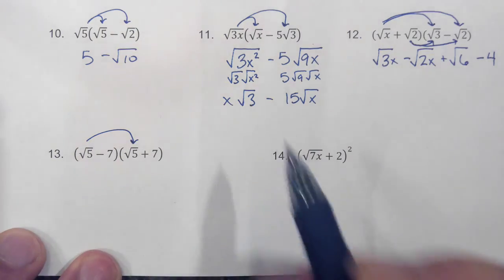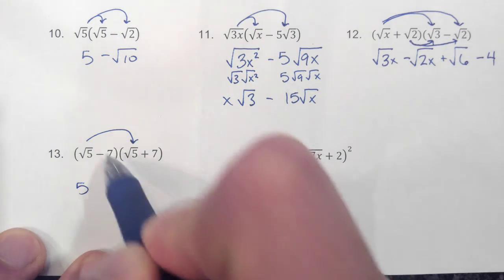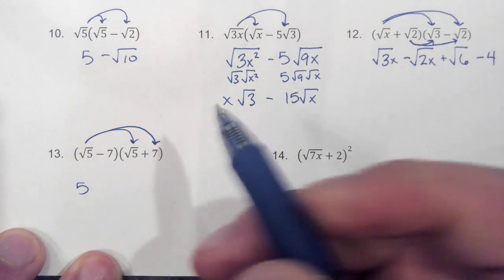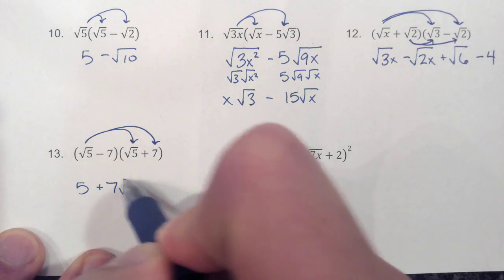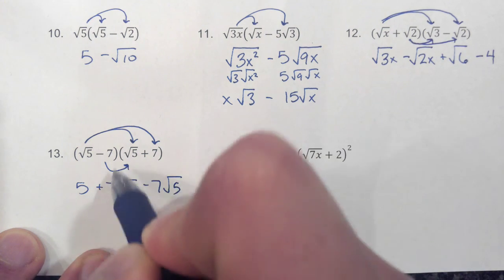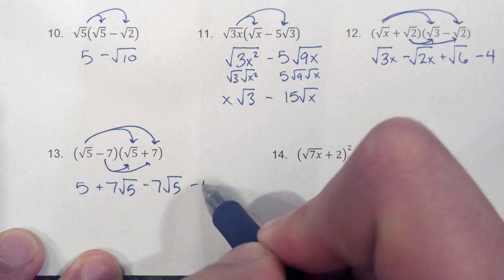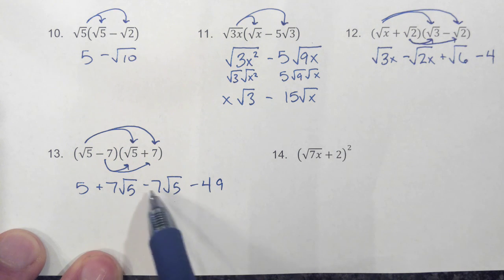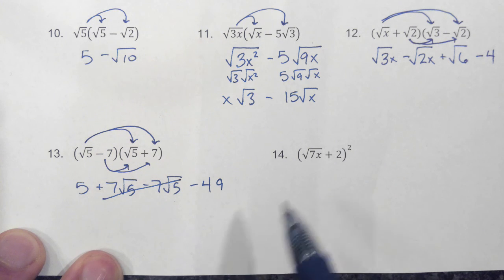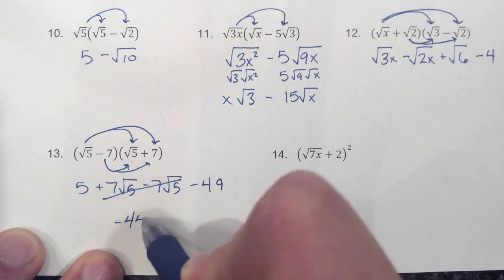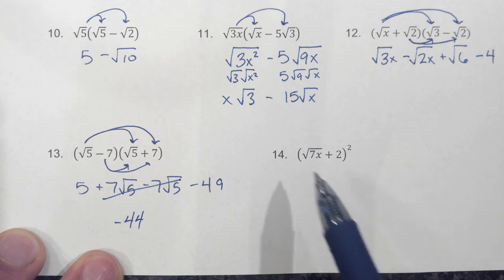The square root of 5 times the square root of 5 is 5, because that's the square root of 25, but that's just 5, so I don't even write the square root of 25. That's going to be plus 7 square roots of 5. This one will be minus 7 square roots of 5. This one, of course, minus 49. So a positive 7 square roots of 5 minus 7 square roots of 5, those are going to cancel each other out. And 5 minus 49 is going to be negative 44 for an answer there.